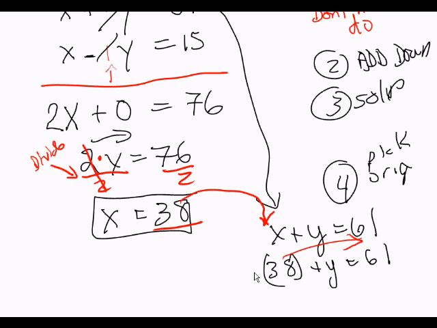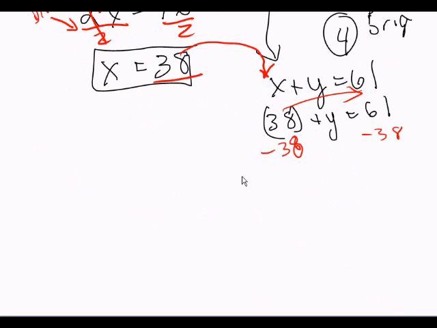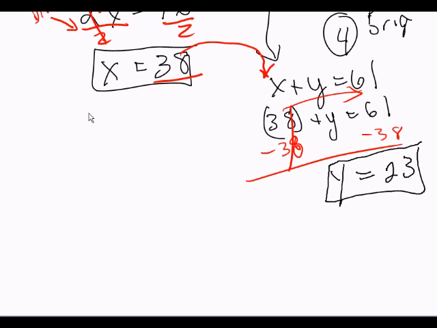38 plus y equals 61. I just need to get the 38 to the other side. Now, this 38 is adding to this side. Do you see it's not multiplying times the y, it's adding. So we subtract 38 here, subtract 38 here. And we get y equals 61 minus 38 is 23, I believe. Yeah, 23.